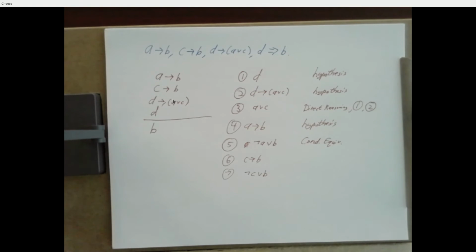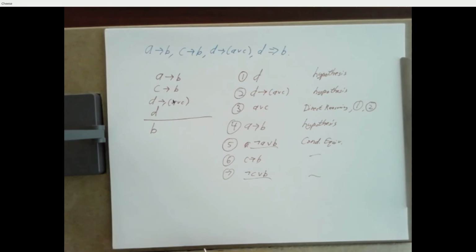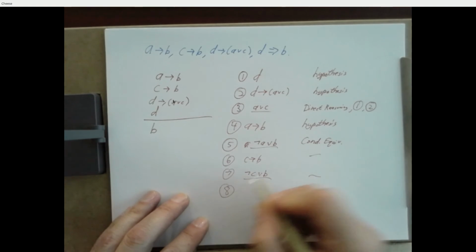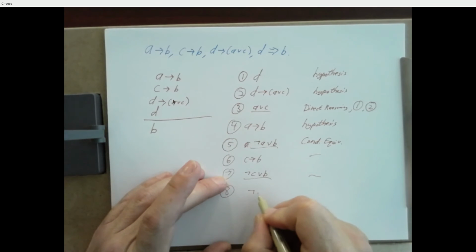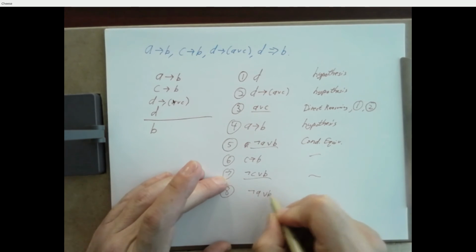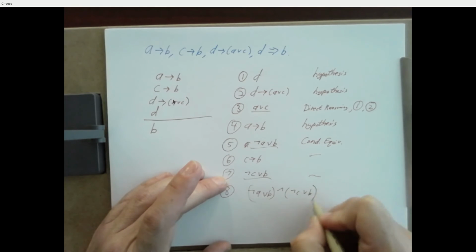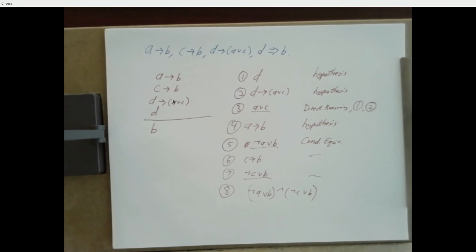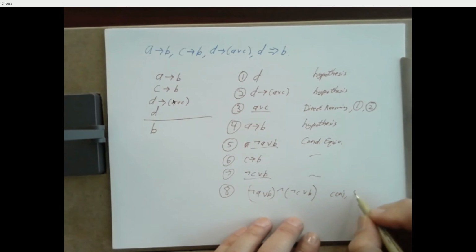And where was I going with that? I don't remember. Well, let's combine this. We know that 5 is true, we know 7 is true, so the following is true: not A or B, and not C or B. And that's just a conjunction of 5 and 7.